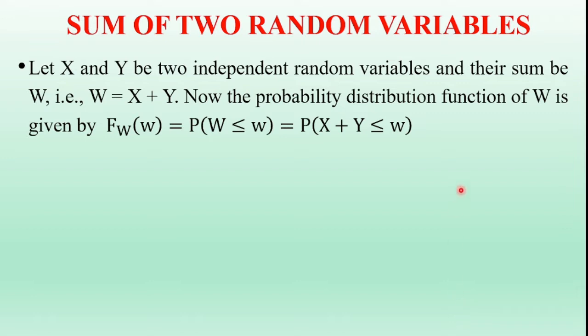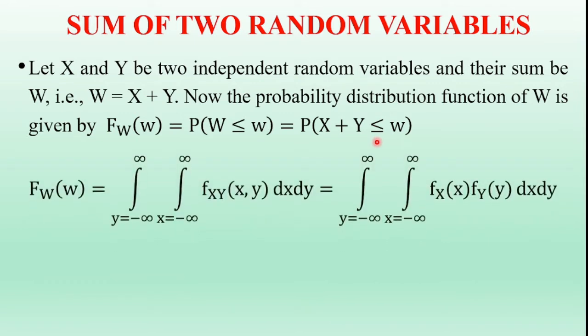Now the probability distribution function of the random variable W is given by F_W(w) equal to the probability of W less than or equal to small w. This is the definition of the distribution function of a random variable. But here W is the sum of two random variables, so substitute W equal to X plus Y less than or equal to small w.